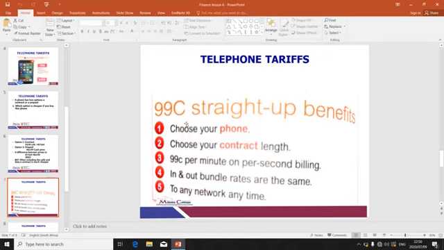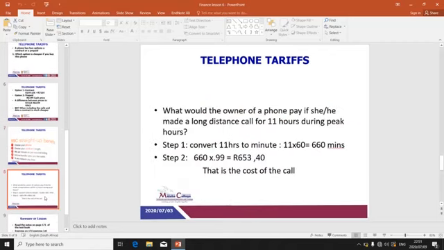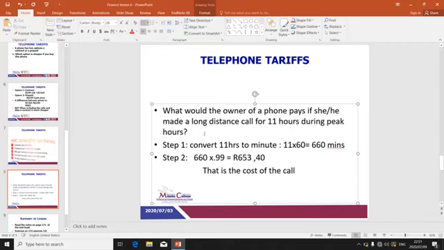So you are given the telephone tariffs: 99 cent straight up benefits. Choose your phone, choose your contract length, 99 cent per minute on per second billing. Now the question is, what would the owner of the phone pay if she or he made a long distance call for 11 hours? Maybe a person is calling long distance, maybe to Swaziland or Mozambique, and this person calls for 11 hours. How much will be the call?